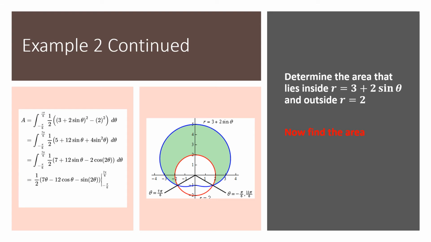And then when I integrate that, I get 1/2 times 7 theta minus 12 cosine theta minus sine 2 theta. Now plugging in my bounds and simplifying, I get a final answer of 24.187.